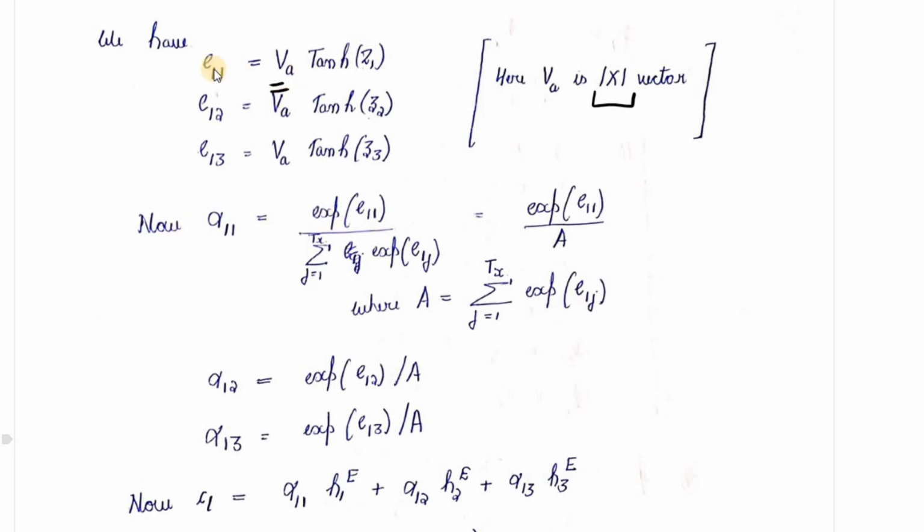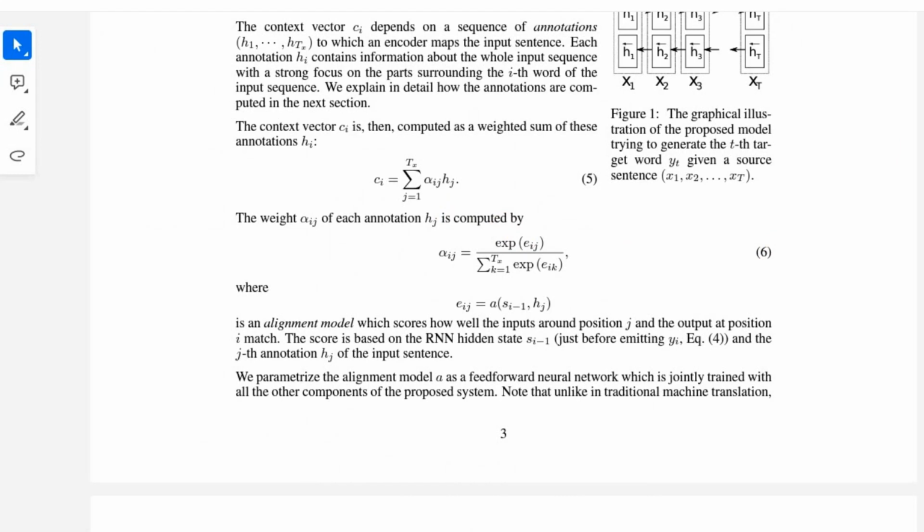So this is what we do. We have found out E11, E12, and E13. We try to normalize it by using softmax, and this is exactly what is called Bahdanau's attention, which you guys have been seeing a lot in TensorFlow as well as in other applications. So this is how the attention is going to look like.